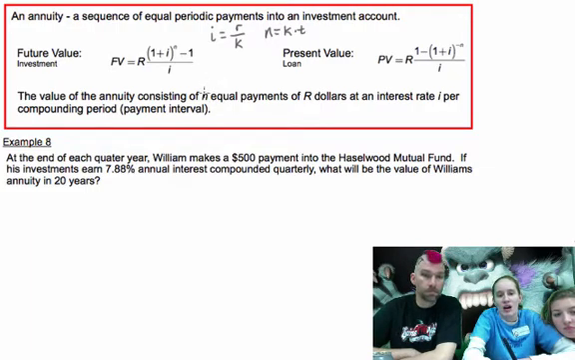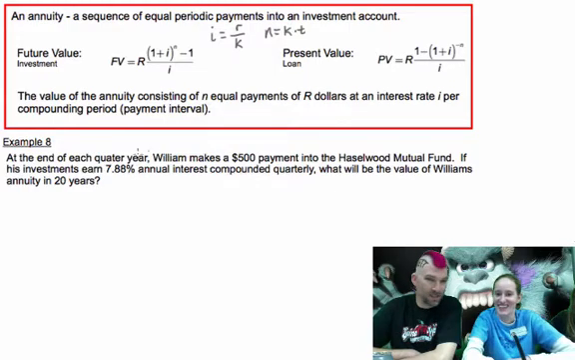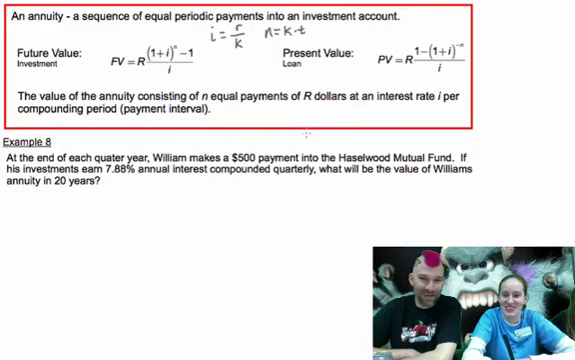Right. So in this example, at the end of each quarter year, William makes a $500 payment into a mutual fund. Who's this guy William that's contributing to your fund? That would be my son, Rowan William. Oh, okay. If his investments earn 7.88% annual interest compounded quarterly, what will be the value of William's annuity in 20 years? Right, so this is future value.